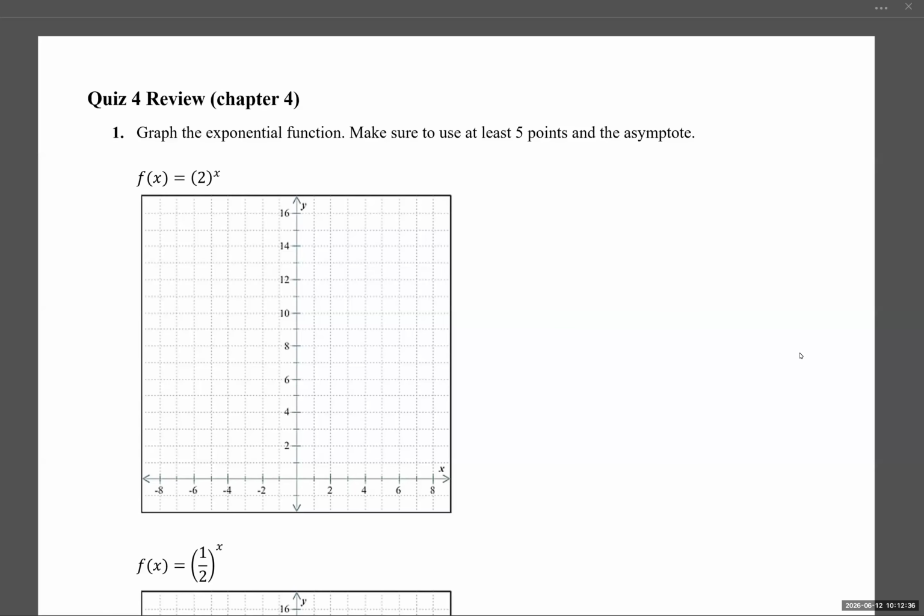This is a review for quiz 4, which covers chapter 4. We'll go ahead and start with graphing an exponential function. So we need to plot at least 5 points and graph the asymptote. I'm going to go ahead and graph the asymptote first.